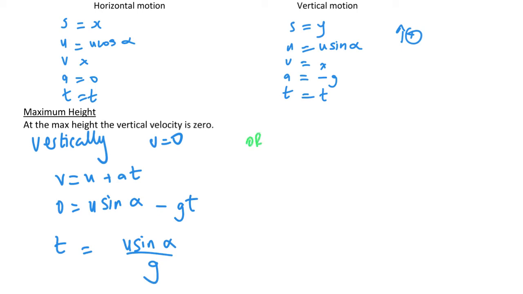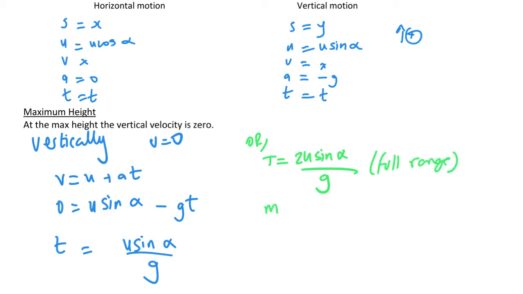Or the other way we could have done it was that previously we said the time taken for the range was 2u sine alpha over g, and that was for the full range.